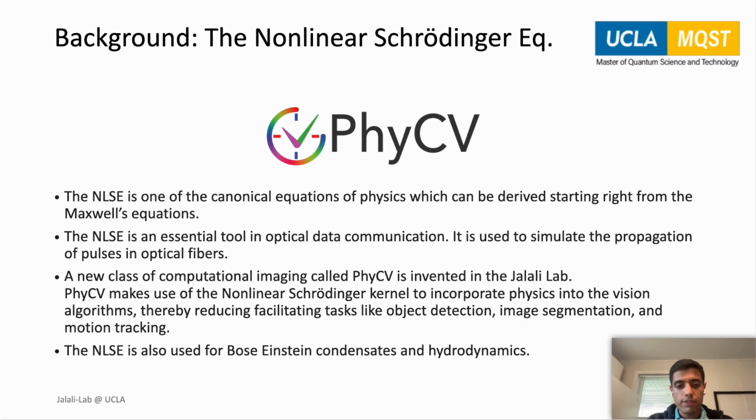The NLSE is a foundation of a new class of computational imaging called Phi-CV, which was invented in the Jalali Lab. Phi-CV makes use of the nonlinear Schrödinger kernel to incorporate physics into the vision algorithms, thereby reducing errors and improving the accuracy of tasks like object detection, image segmentation, and motion tracking. The NLSE is also used for Bose-Einstein condensates and hydrodynamics. We will see in a few slides how the NLSE maps directly into the quantum time-dependent Schrödinger equation.